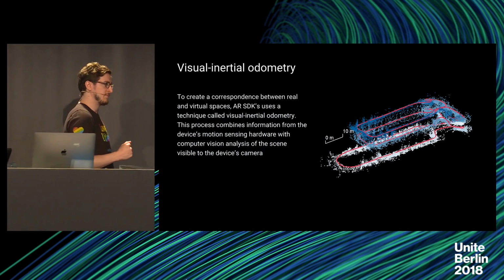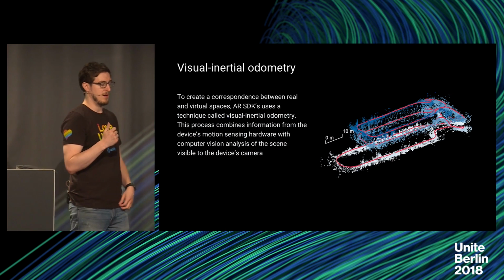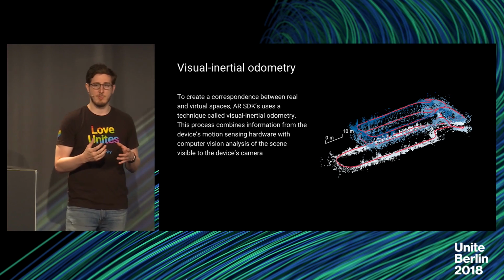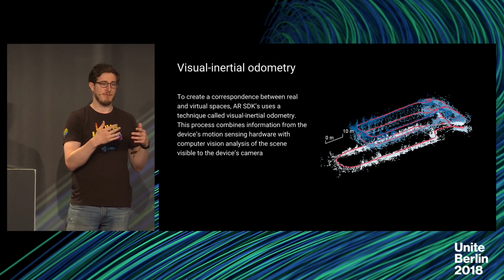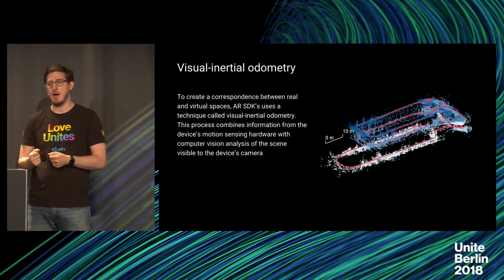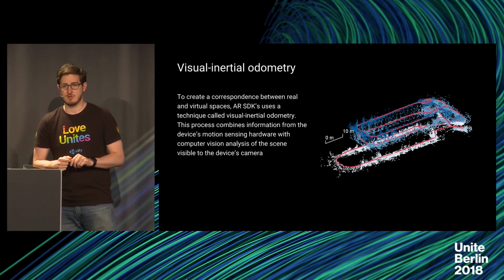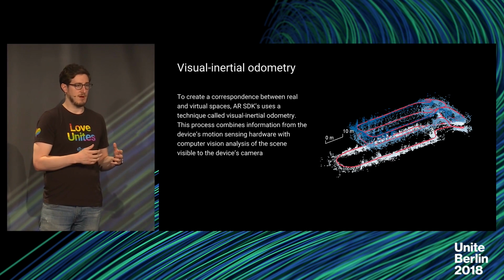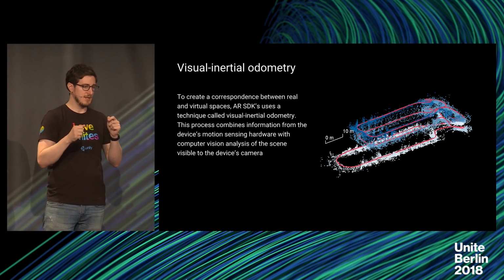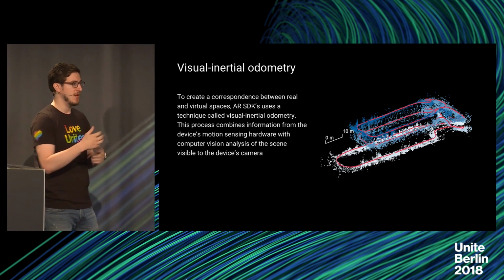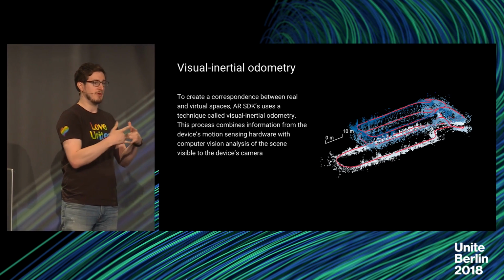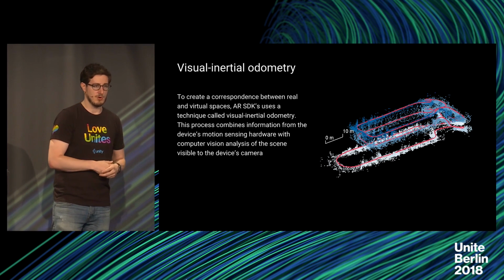So how does it work? Handheld AR uses something called visual inertial odometry. That's a resolution from the camera feed using computer vision, as well as the IMU sensors on the device. Things like the accelerometer and the gyroscope are able to understand the device's position and rotation, and then using computer vision, detecting these feature points, the device starts to build out and understand the world.